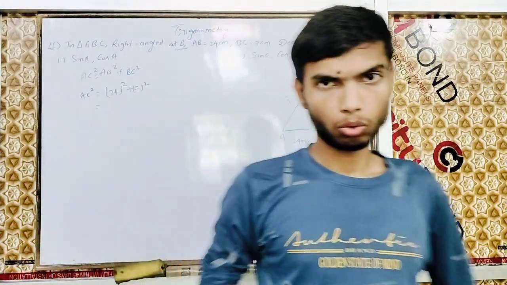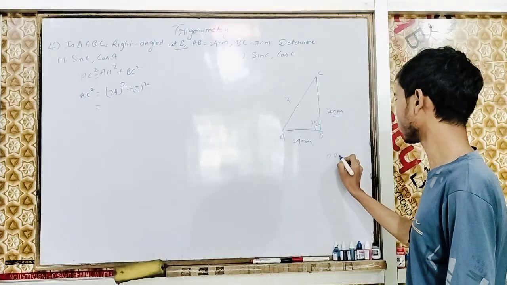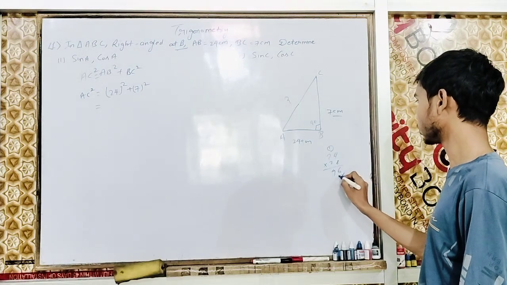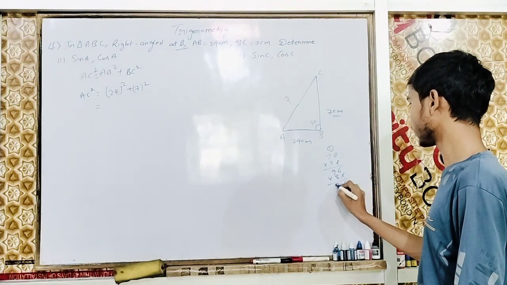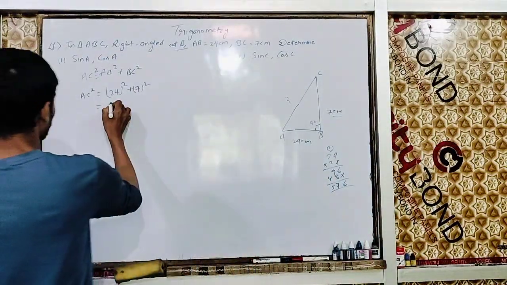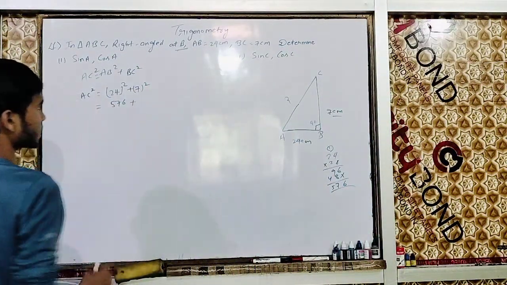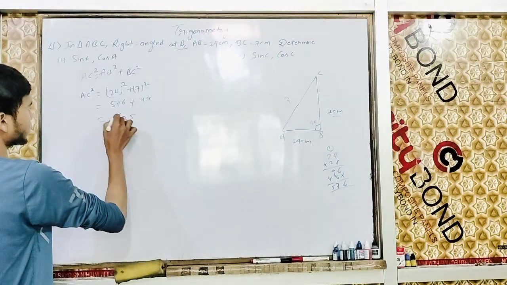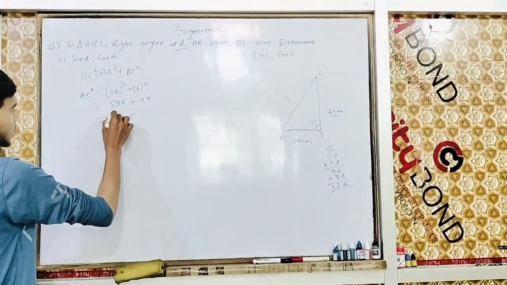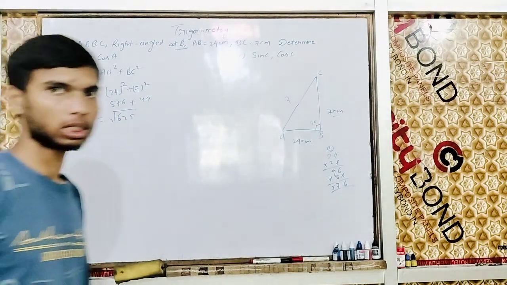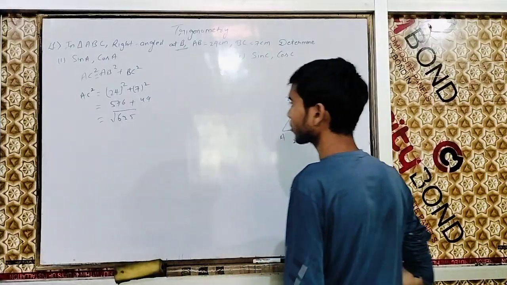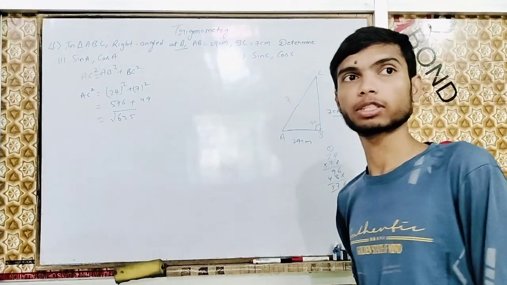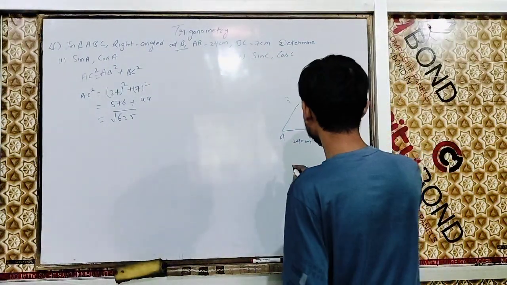Here, 24 raised to power 2, how much? 24 times 24: 4 times 4 is 16, 1 carry, 4 times 2 is 8, plus 1 is 9, then 2 times 4 is 8, 2 times 2 is 4, so 576. It is 576. 7 times 7 is 49. So after simplifying it, you will get 625. And when it comes to this side, this will be root 625. And here you can see 625 is the perfect square of 25.